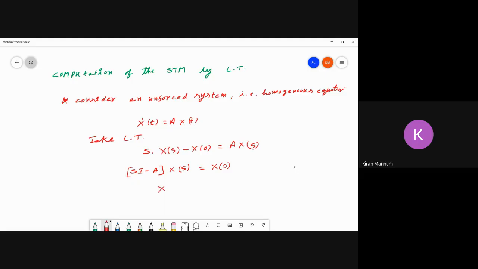Now what is x of s? X of s would be sI minus A inverse into x of 0, right? So this is a very important expression. We always use this one to find the solution or the state transition matrix. This is equation number 1 here.